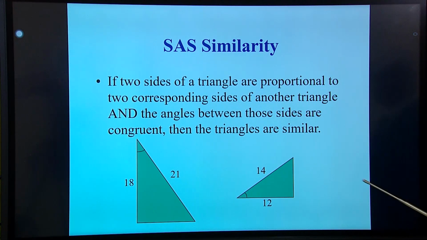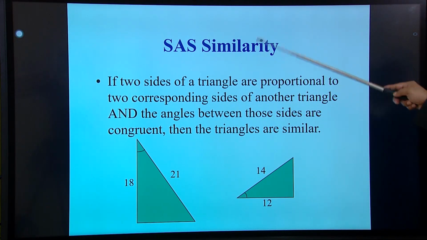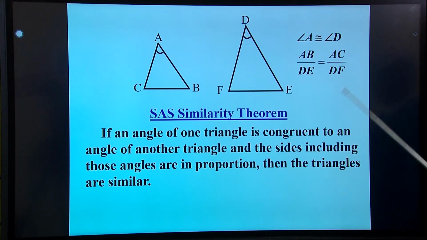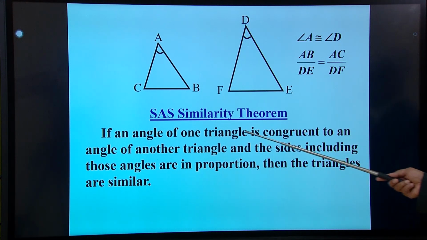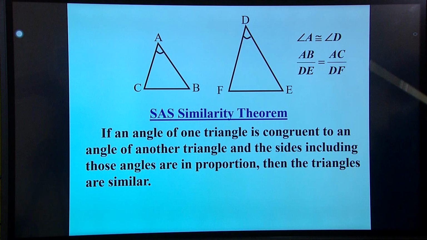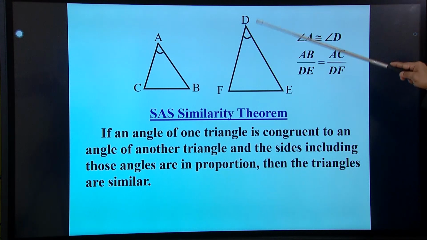So there's another theorem, side, angle, side. You would recognize this also in congruency. There's a proper way of writing it, the mathematical way if you like. If an angle of one triangle is congruent to another angle, meaning they are equal, and the two sides are in proportion, then the triangles are similar. Meaning AB, again, over DE is equal to AC over EF.